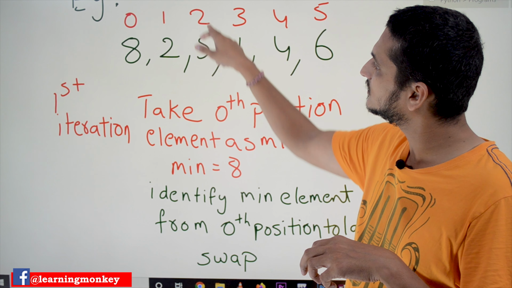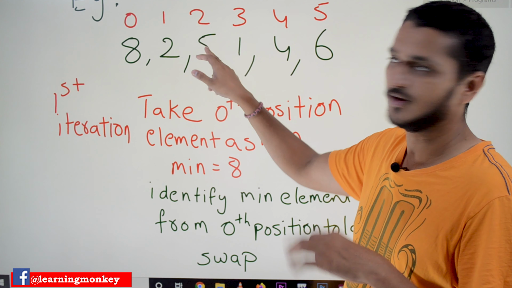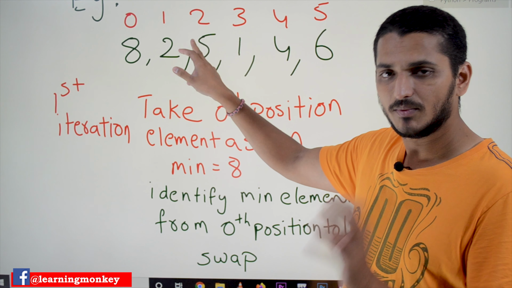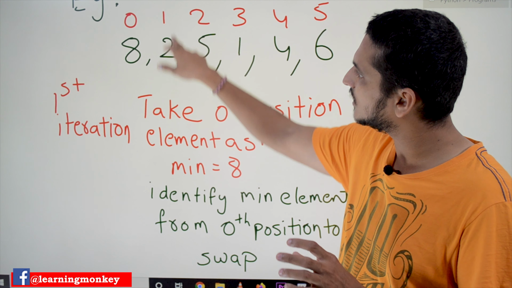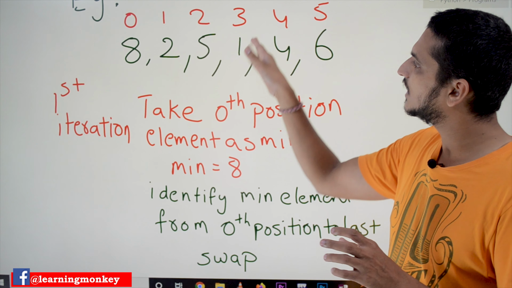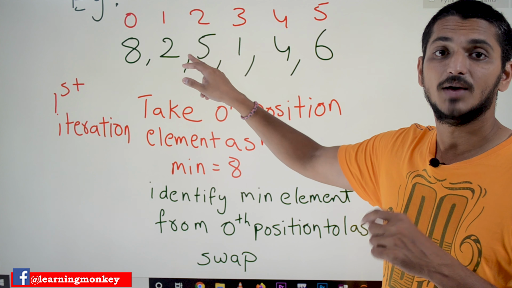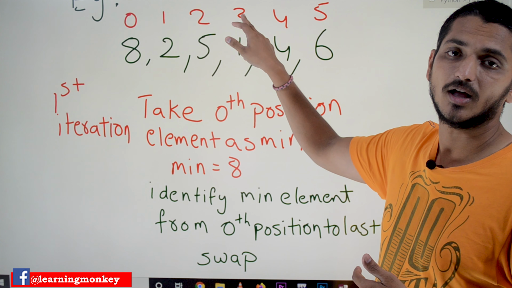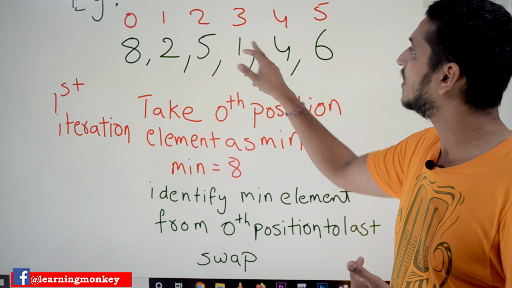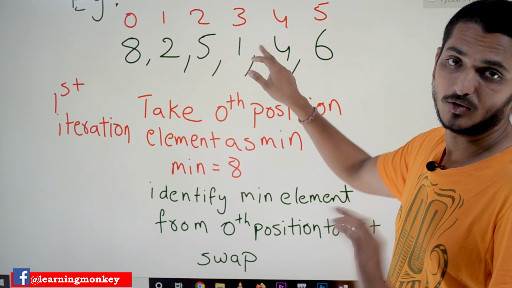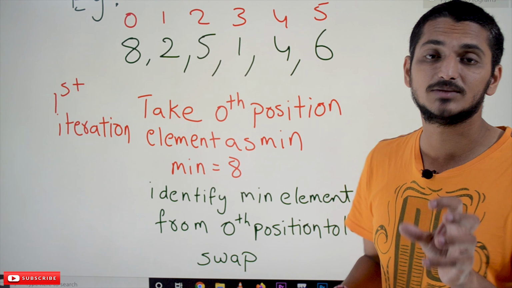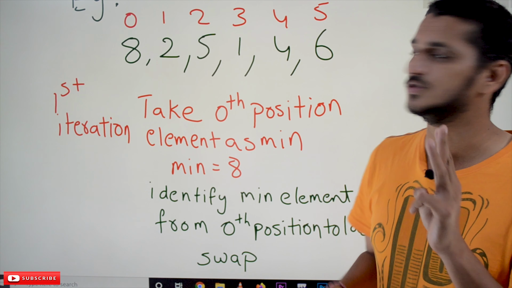Now compare that with the second position element. Is 5 less than 2? No. So keep the minimum element as 2, which is at position 1. Now compare the third position element: is 1 less than 2? Yes. Minimum is equal to 1 and it is at the third position. We have to maintain the position also. Next, is 4 less than 1? No. Is 6 less than 1? No. So the minimum element is present at the third position.